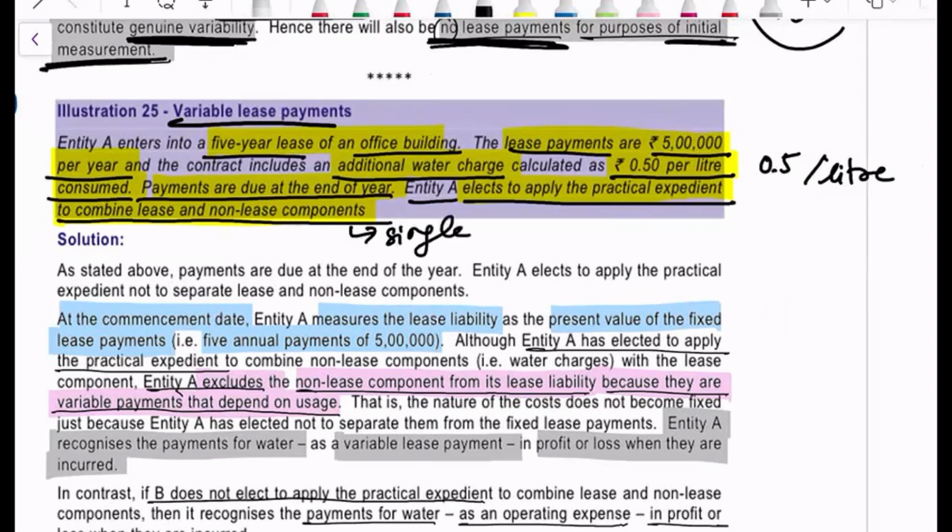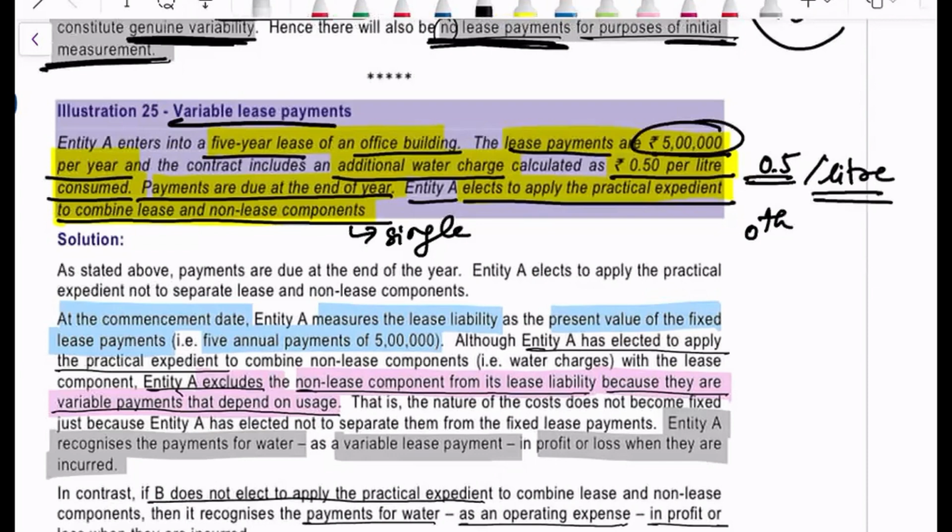Here, what will be your lease payment value? At year 0, at what value are you going to record this lease payment? Whatever value is fixed, you have to record that. Only this 5 lakh rupees is fixed at the end of year 0, so this 5 lakh rupees you will record as your lease payment. But for the 0.5 liter, you're not sure how many liters you will consume. In year 0, you cannot tell how many liters you will consume, so you will not be able to calculate the value. You cannot bring it to present value either, so you will not take this into consideration.